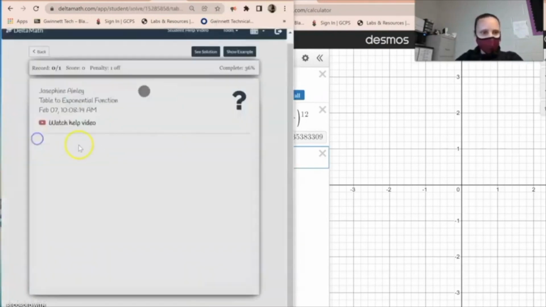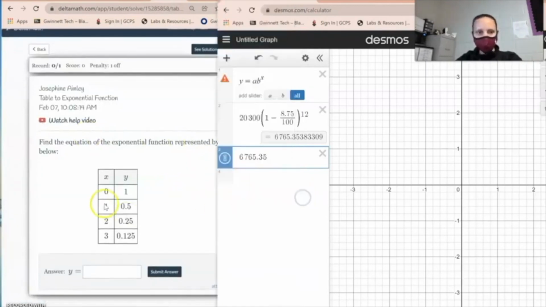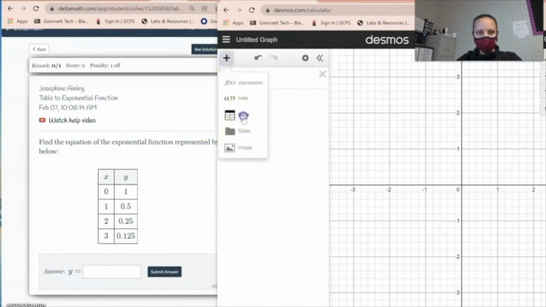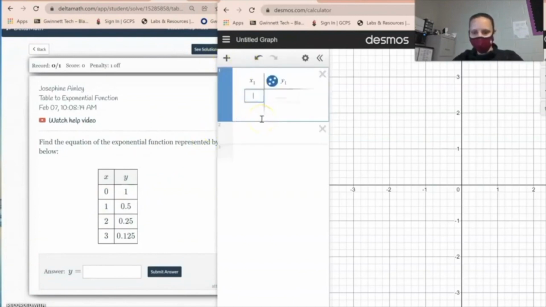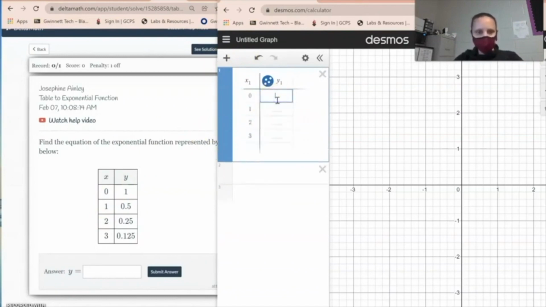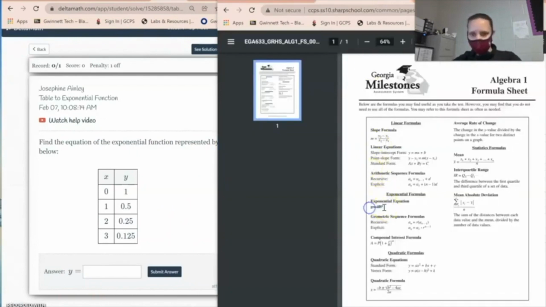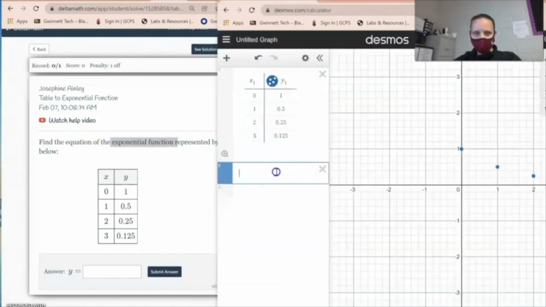All right, then you're going to go to table to exponential. Again, you're going to put in the table. So your plus sign, insert the table, literally type it in: 0, 1, 2, and 3. Type in the y values: 1, 0.5, 0.25, and 0.125. And we just use this same formula right here, y equals abx for exponential. Everything exponential, here's the exponential formula. So that's what I'm going to put here.